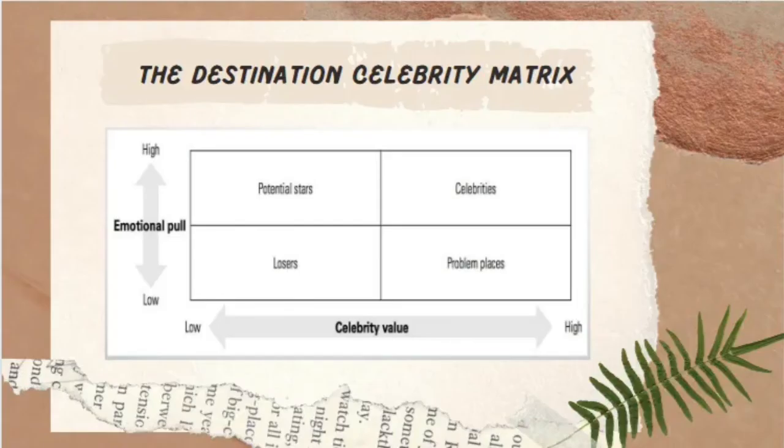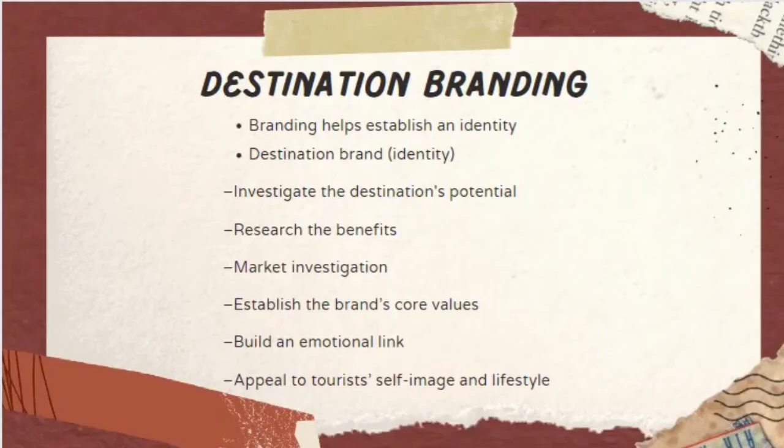In destination branding, there is a destination celebrity matrix. Shown here are the potential stars, celebrities, losers, and the problem places. On the left side is the emotional pull, which can be high or low, and below is the celebrity value, which at times also becomes low or high. Destination branding helps establish an identity. So destination brand equals identity. This makes the customers identify or remember your business.